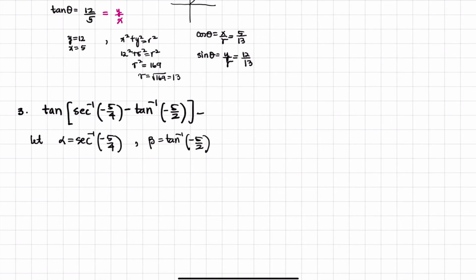So, ang pinapahanap talaga sa atin ay tangent alpha minus beta. At ang sabi ng trig identity for tangent na alpha minus beta is tan alpha minus tangent beta all over 1 plus yung product nila. So, ang kailangan lang pala nating isolve dito are tangent alpha and tangent beta. Sige, isa-isahin natin to.